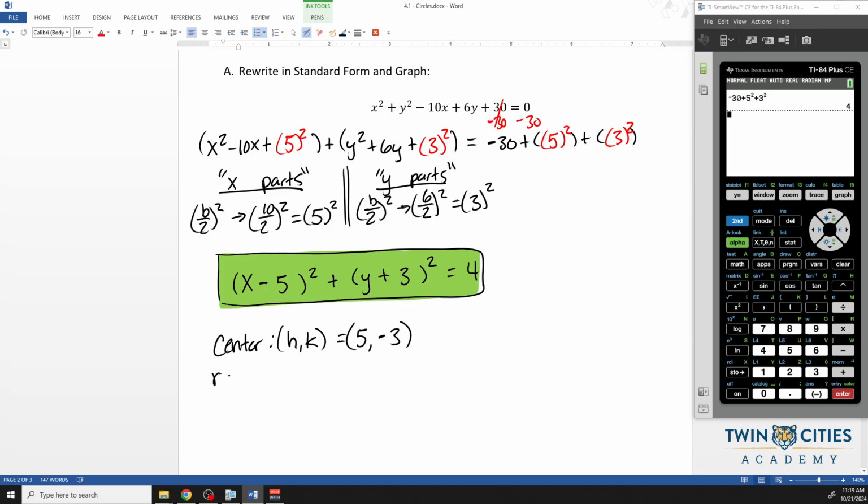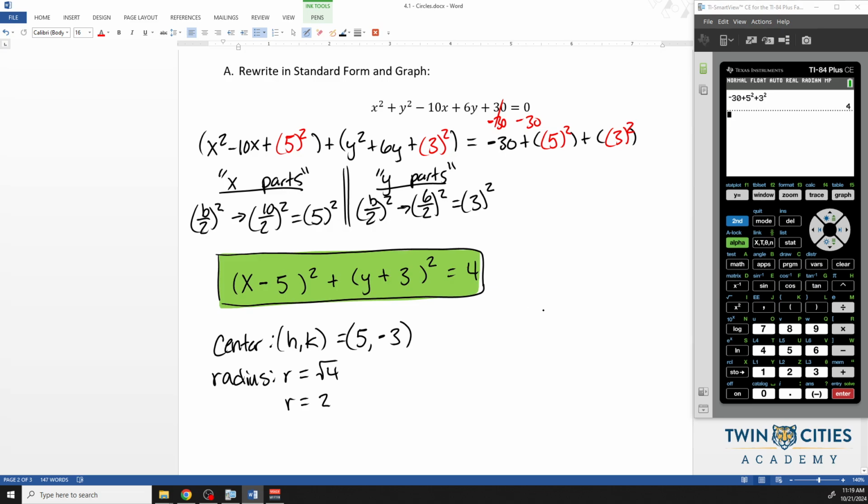The radius, this is the square root of 4, since my standard form is equal to r squared. So r is going to be the square root of 4. The radius is 2.